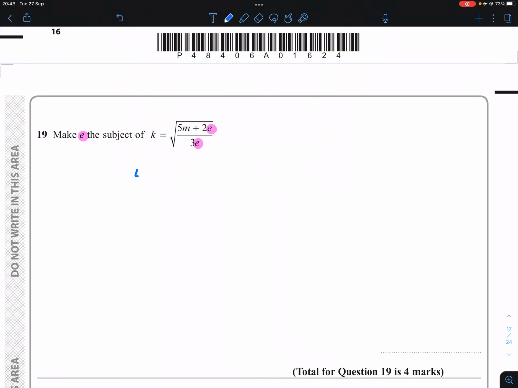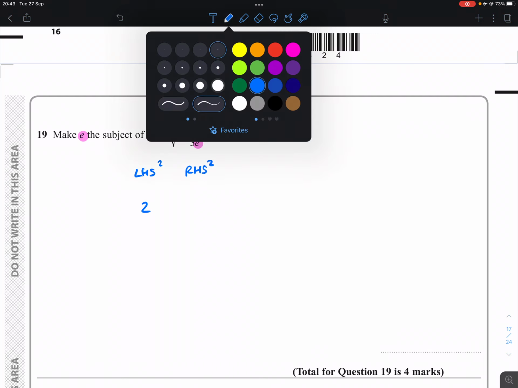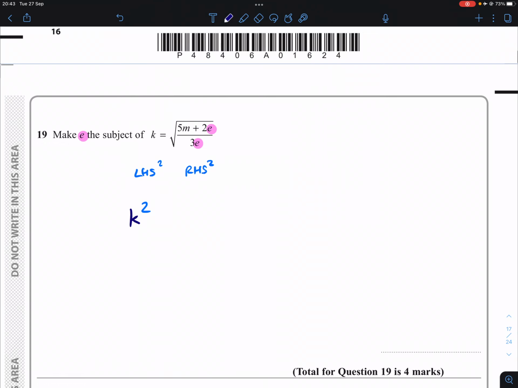So the first step here is we are basically looking to square both sides in order to make that root disappear. And what will happen is that our k on the left hand side will become squared. So the first mark will give us the following.